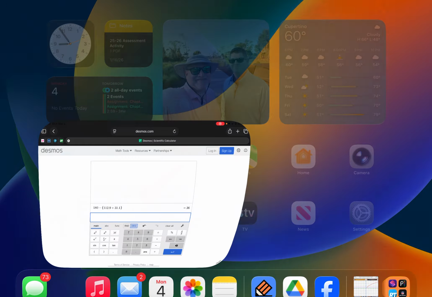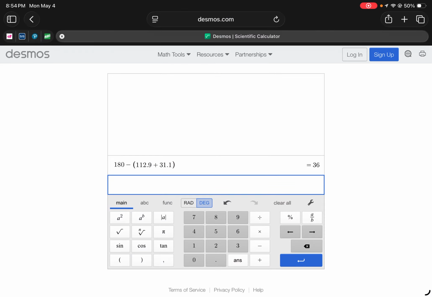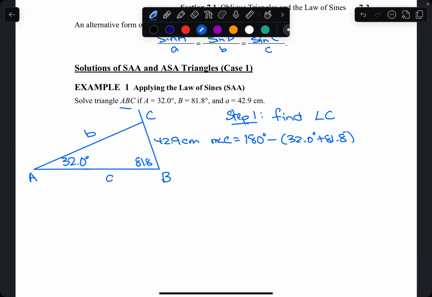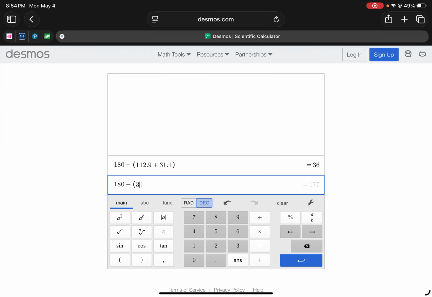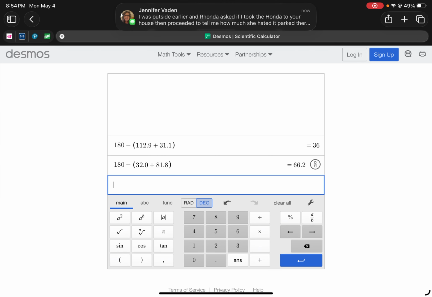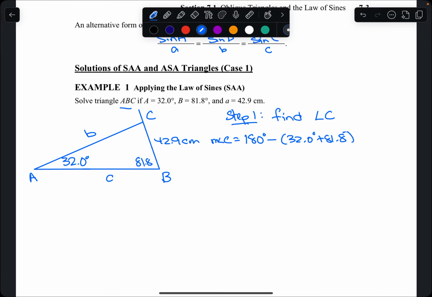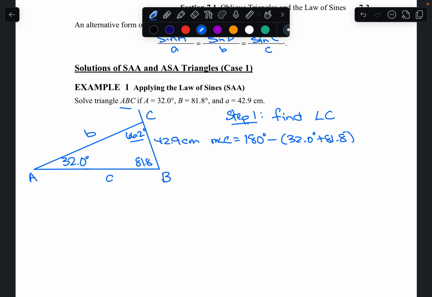And if I flip out to Desmos, 180 minus parentheses, 32.0 plus 81.8. And we find out that angle C is 66.2 degrees. Answer 1.